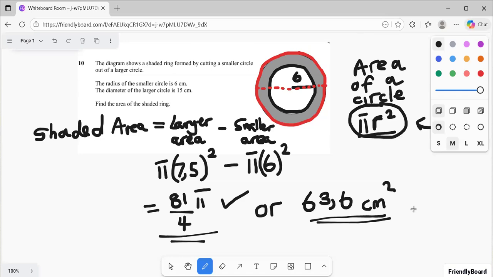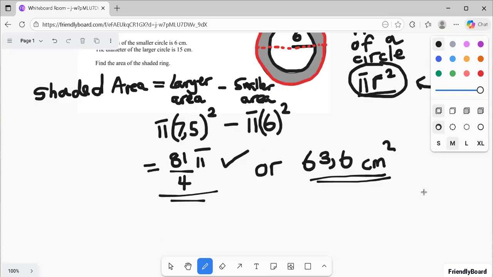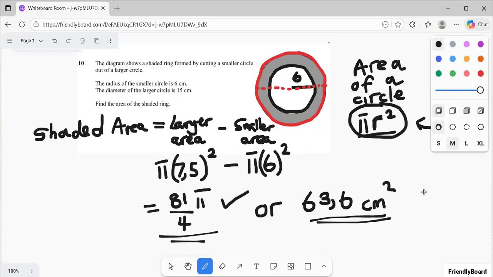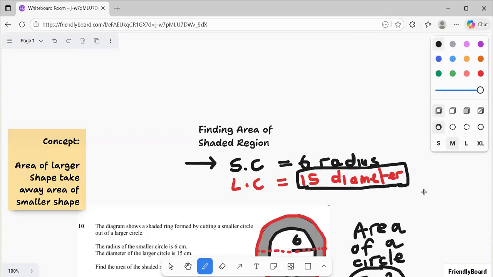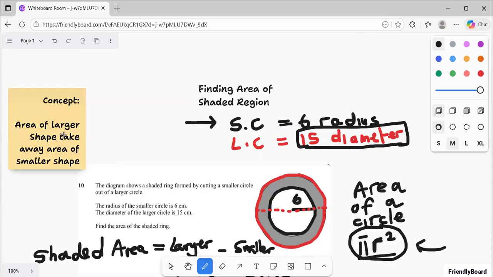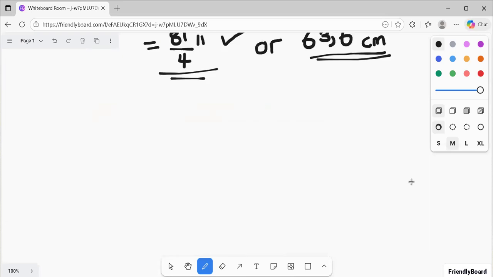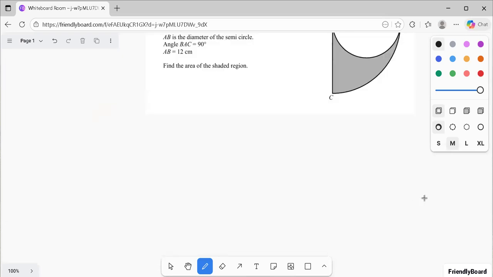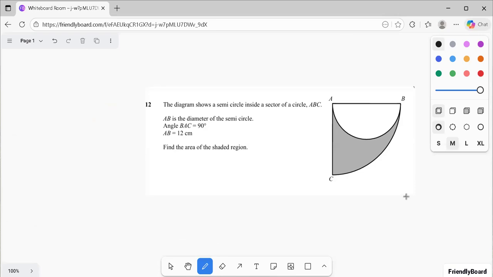All right, so now let's go on to another question, and I'm just going to be applying these concepts of area of the larger minus, or take away, area of the smaller. That's basically what I'm going to be doing. All right, there it is. That's the question that we want to look at.